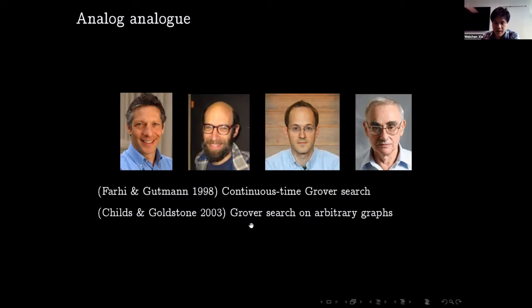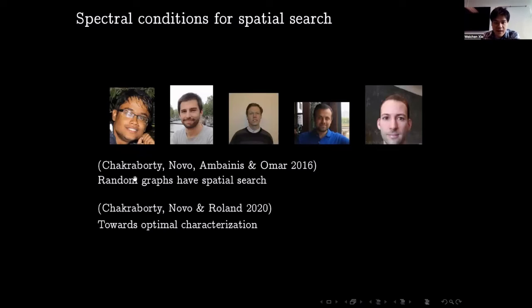After that, people were looking at families of graphs to see whether they are covariant or not. They would apply ad hoc analysis for different families of graphs. And it actually became a long-standing open problem what kind of graphs are covariant. Then in 2016, Chakraborty, Novo, Ballerini and Omar, the four authors here, exploited the spectral condition for the graphs. They found that if the underlying graph has a constant spectral gap, then the graph is covariant. And four years later, Chakraborty, Novo, and Roland improved their own result and gave a partial characterization for the families of graphs that are covariant.